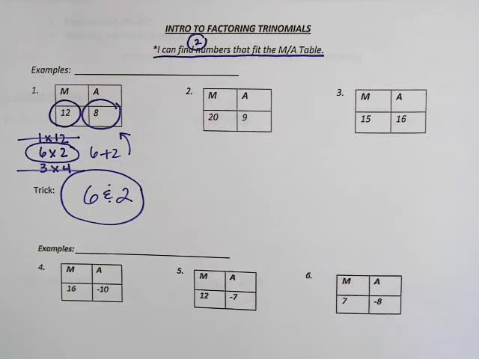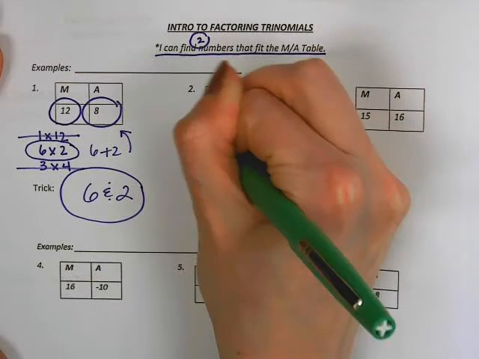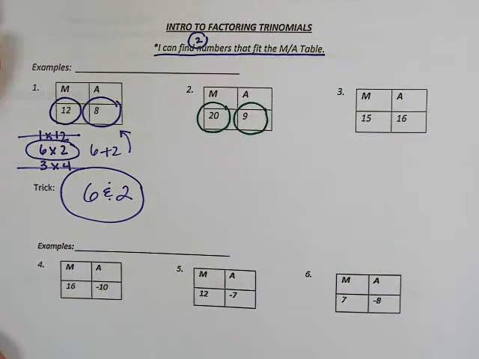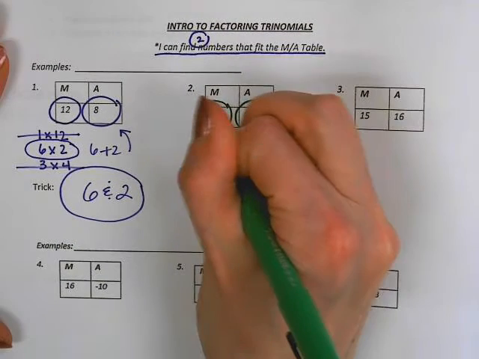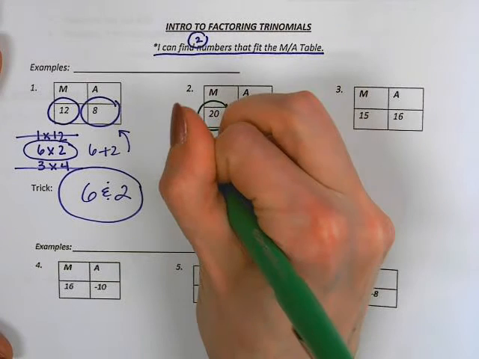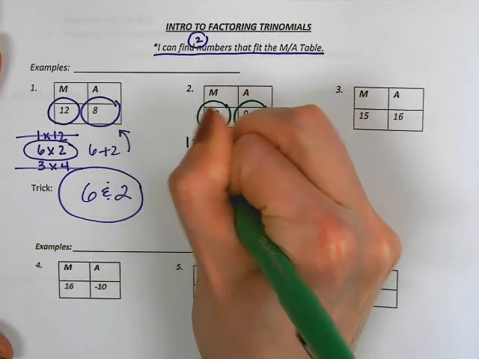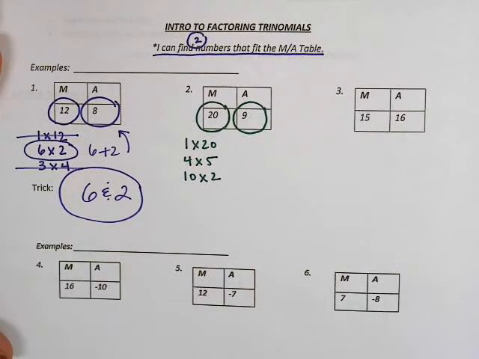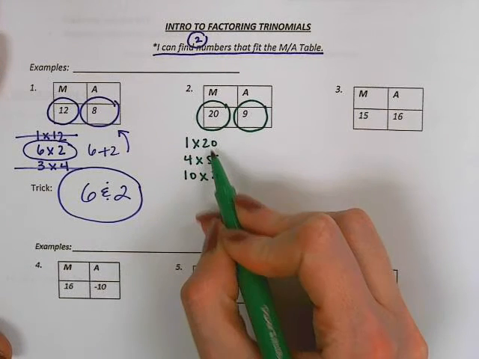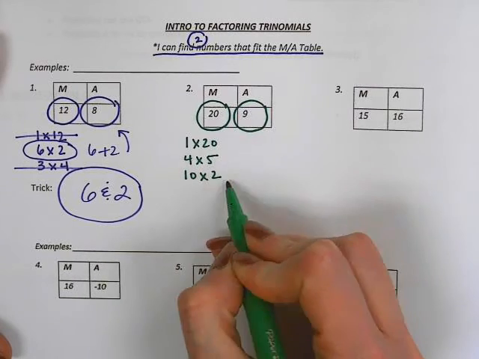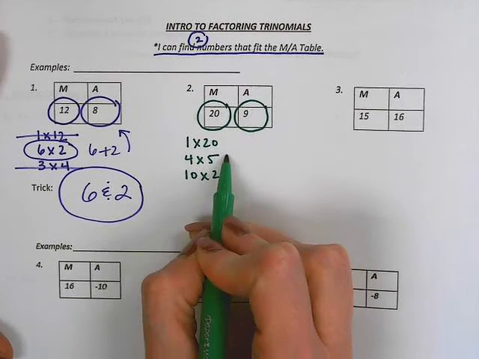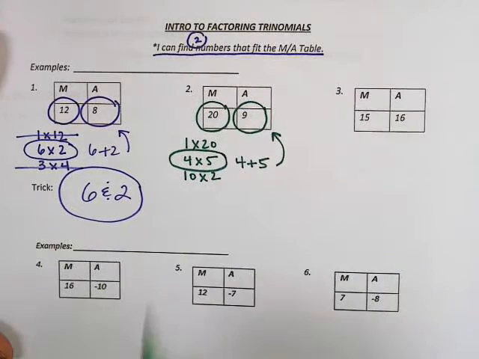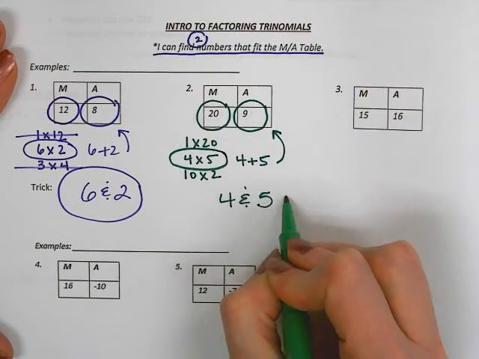All right, number 2, can you think of two numbers that multiply to 20, but at the same time add to 9? Again, if you need some help, let's make a list of all the ways you can multiply to 20. It could be 1 times 20, 4 times 5, 10 times 2. Is that it? I think that's it. Okay. Now, out of these pairs, which pair also adds to 9? And you would say, oh, this one, because 4 plus 5 is 9.